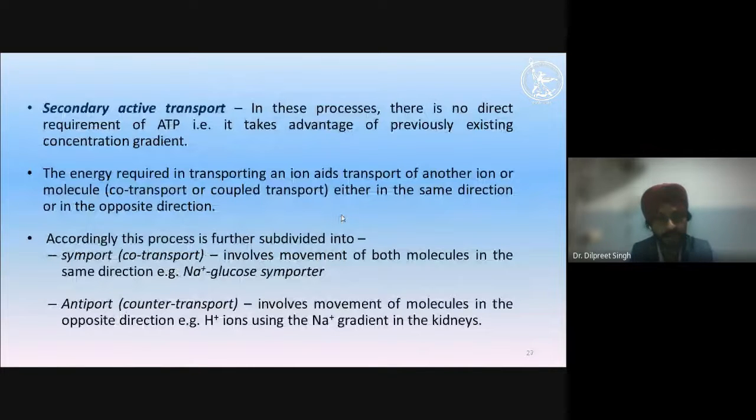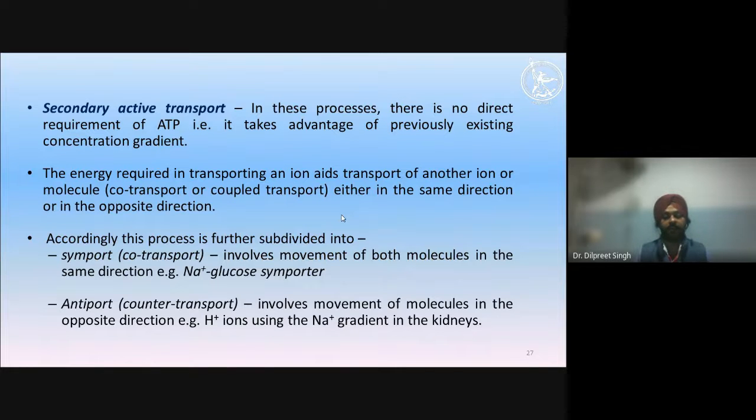Regarding the secondary active transport, in this process there is no direct requirement of ATP. That is, it takes advantage of a previously existing energy gradient. When we talk about the energy gradient that is generated between the cells under capillary movement, and the energy is generated under the capillary flow or the renal flow, then we call it the existing concentration gradient, and the secondary active transport utilizes this type of gradient to transport the molecule from one basolateral site to another.